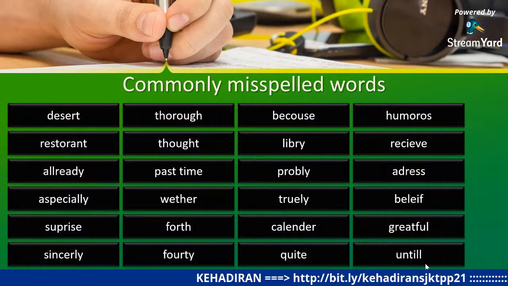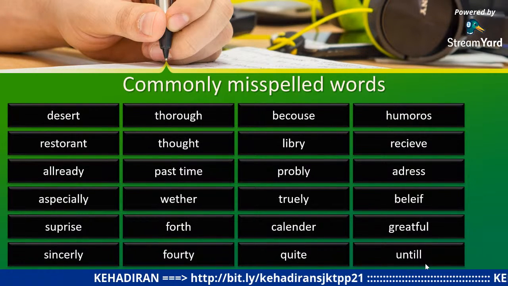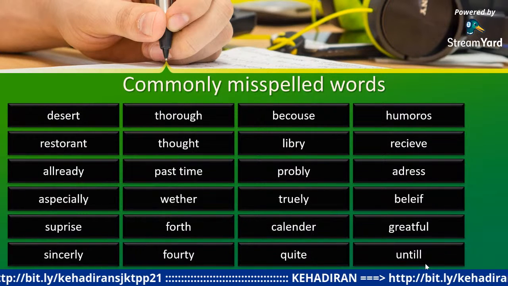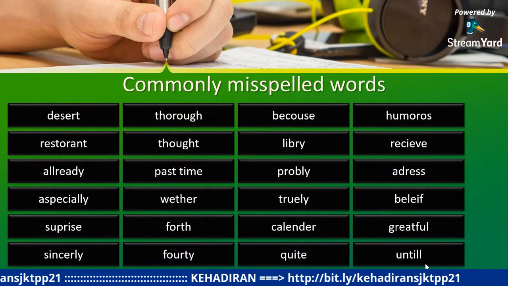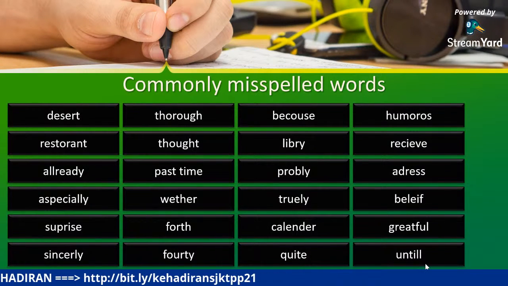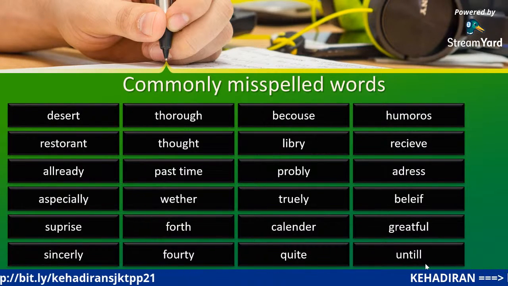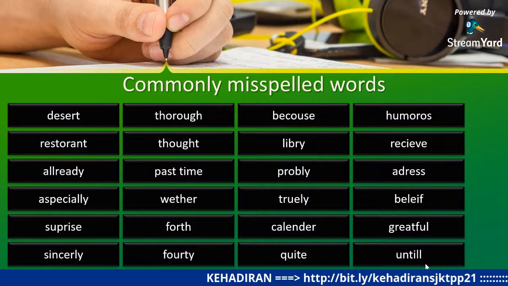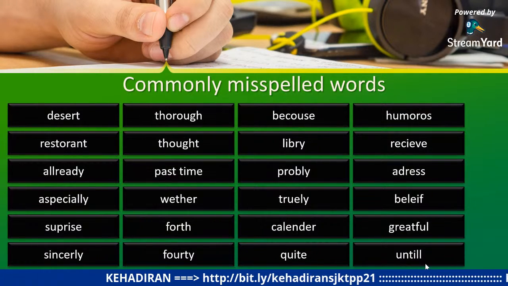Humorous. Receive is another problem with IE and EI. So my dear viewers, please use this time to get a list of it. You can get it very easily from the internet. Please memorize them. Address is another problem because most of the time you pronounce it wrongly.